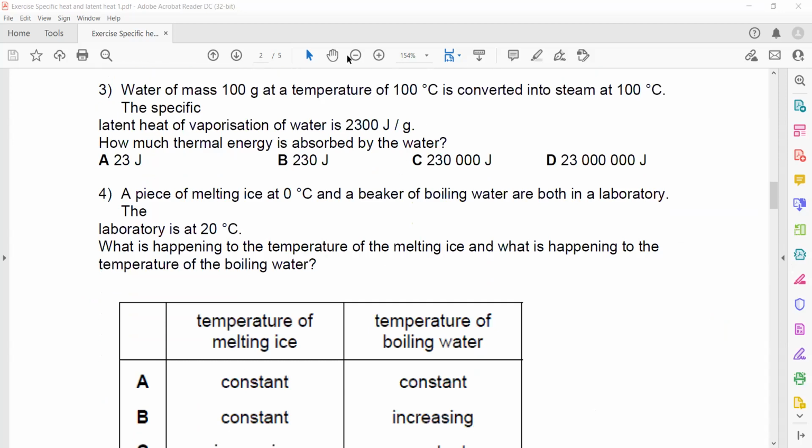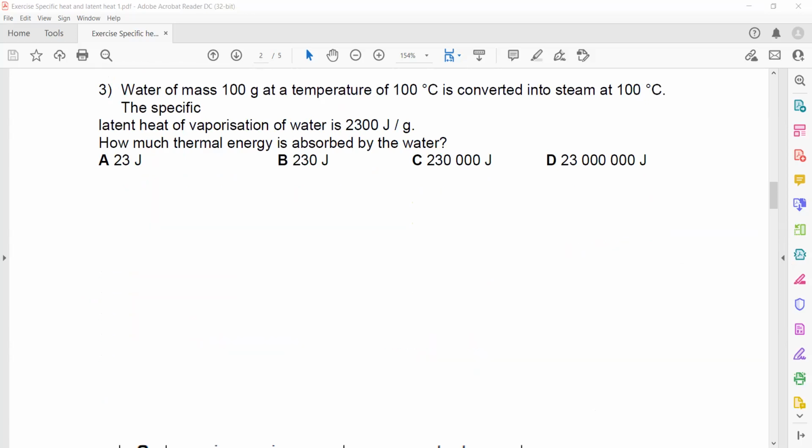Another question: water of mass 100 gram at temperature 100 is converted into steam at 100. The latent heat of vaporization is given as 2300 joule per gram. How much thermal energy is absorbed?